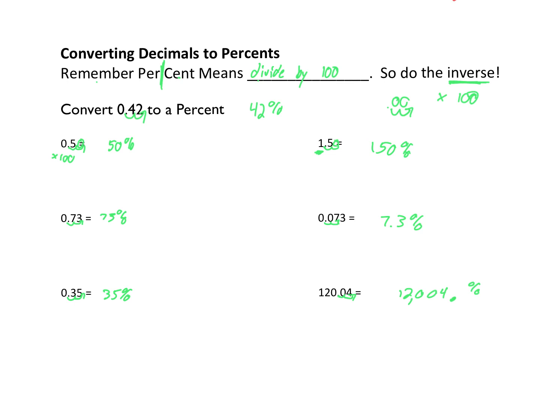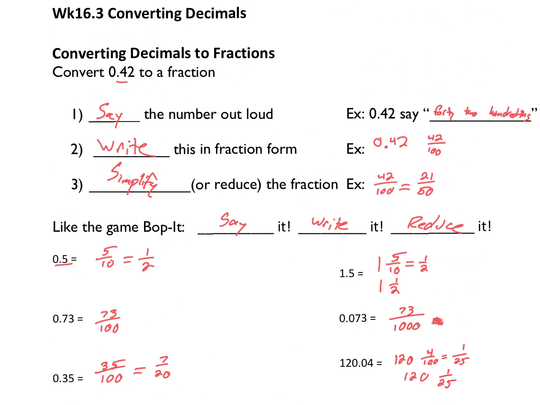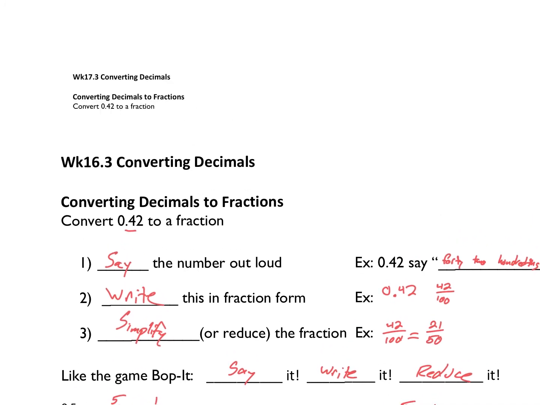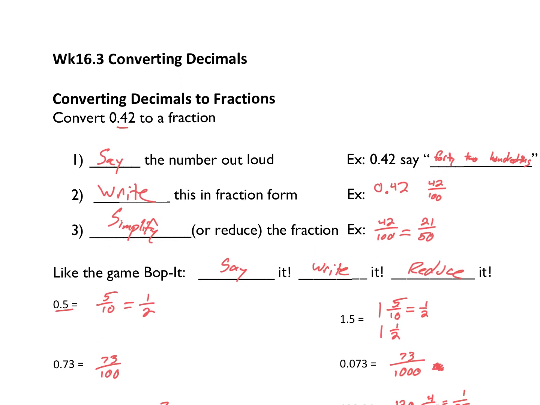All right, so when we multiply by 100, we're really just moving the decimal 2 spots to the right. We're moving the place value 2 to the right. If we divide by 100, we go 2 to the left, so don't get that confused. All right, that's what we're working with today, converting decimals to percents and converting decimals to fractions. I hope you learned a thing or two.